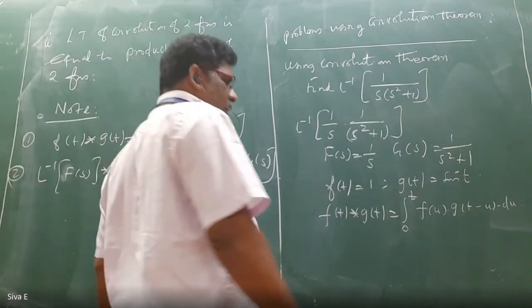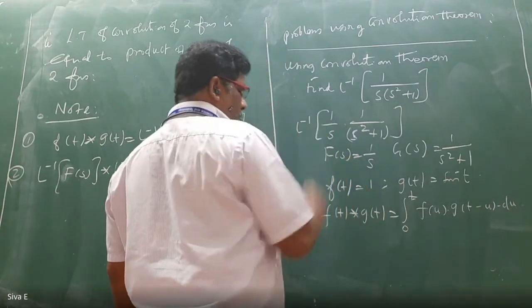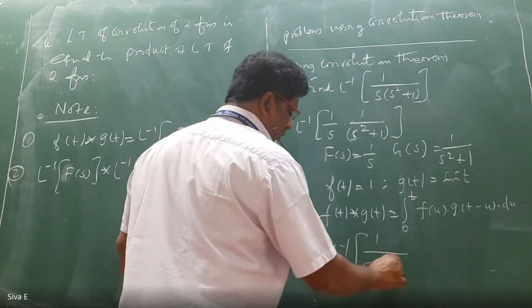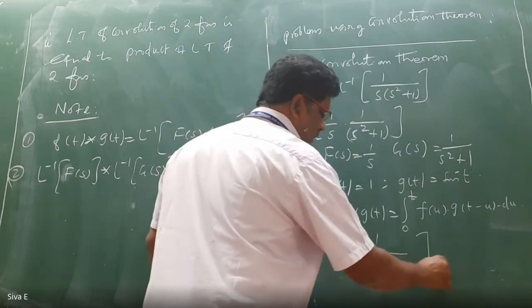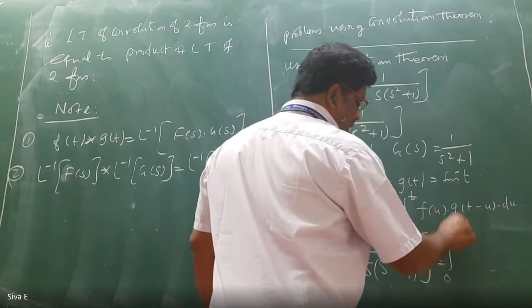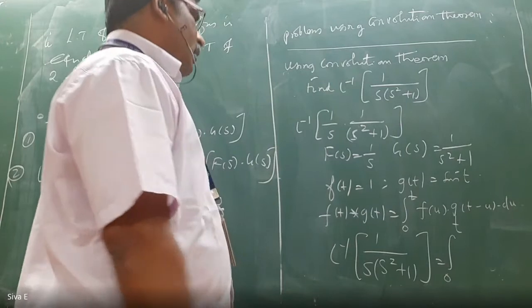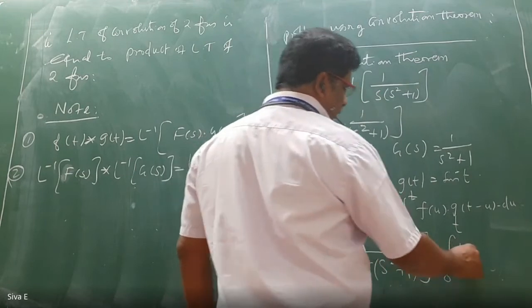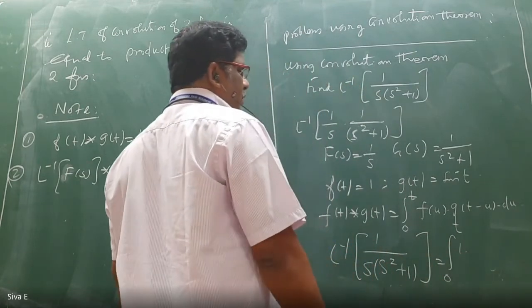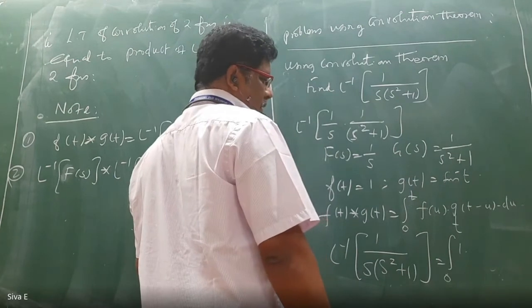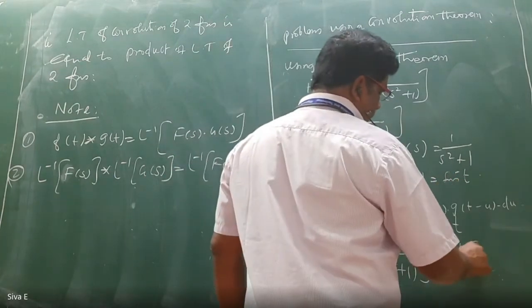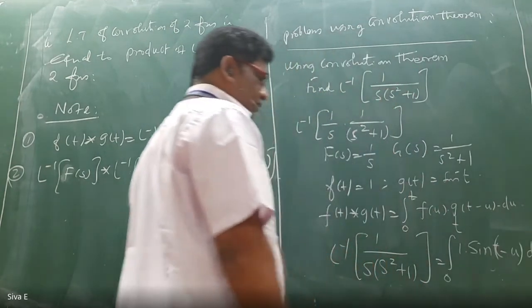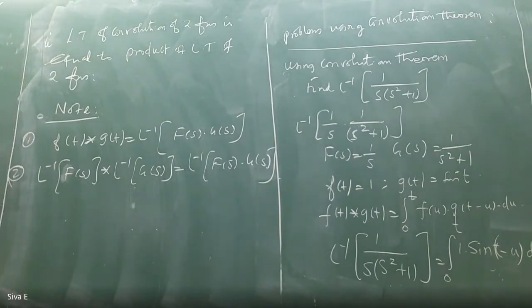If g of t is sin t, then we can write that L inverse of 1 by s into s square plus 1 is equal to integral over 0 to t, by using the convolution theorem, f of u is 1, g of t minus u is, what is g of t minus u? Sin t minus u du. Integrate this sin t minus u.